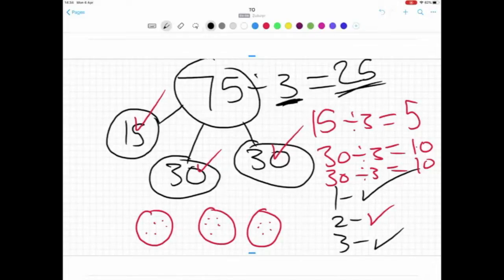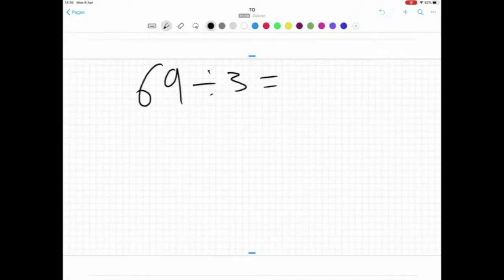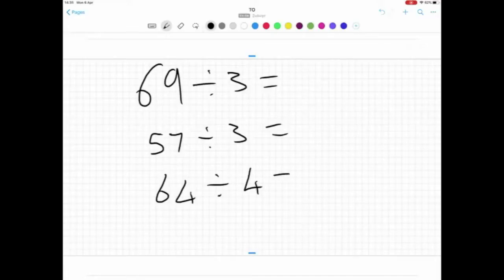Now, just before we finish, I'm going to leave you a few questions to have a go at doing by yourself. We could do 69 divided by 3. We could do, let's go with 57 divided by 3. We could go 64 divided by 4. I think that should be enough. Those are 3 questions that I want you to practice.